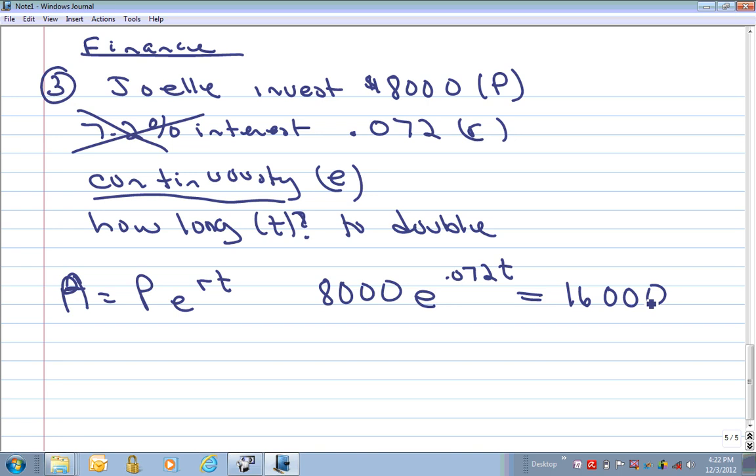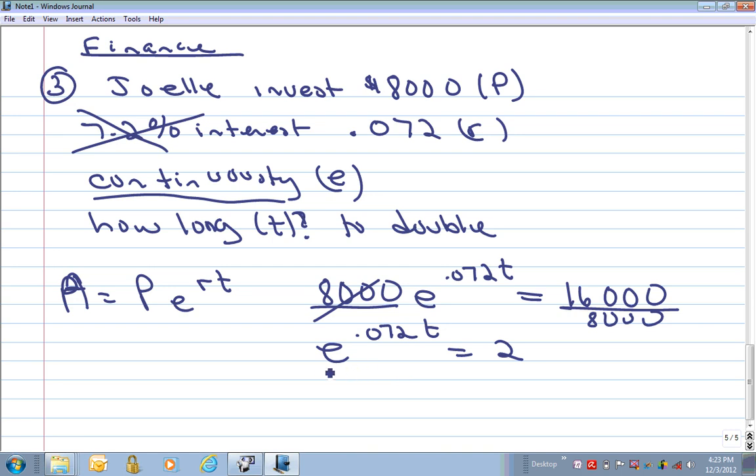And that's how we set up a problem like this. If it was triple, it'd be $24,000. You'd multiply times 3. All right, the very first thing we're going to do in solving is divide by 8,000. And when we do, of course, if it doubled, this will be 2 on this side. If it tripled, it'd be 3 on this side. So we have E to the 0.072t equals 2 in this case. This is very similar to problems that we practiced in class yesterday.